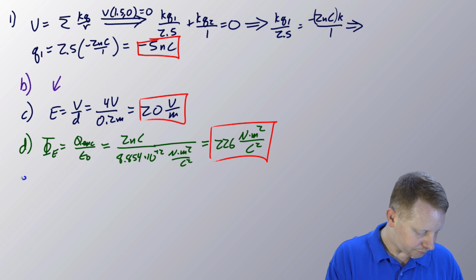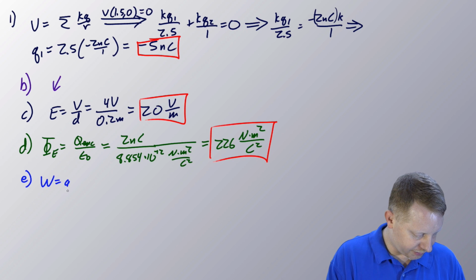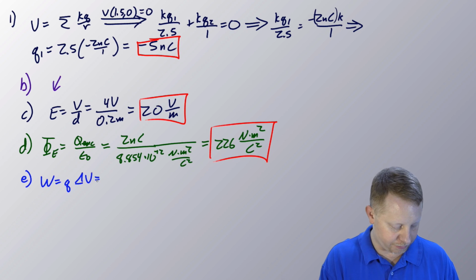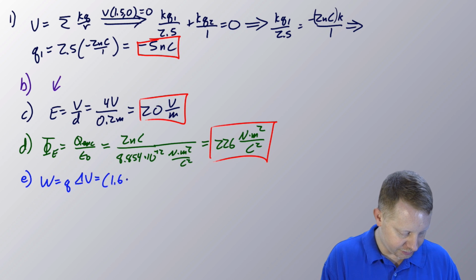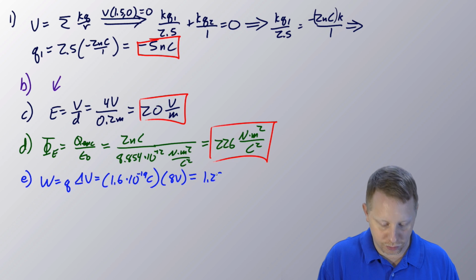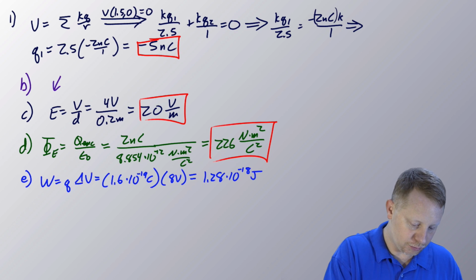So, looking at E part 1, work is charge times our change in potential, or our potential difference, which is 1.6 times 10 to the minus 19 coulombs, the charge on our proton, times our difference in potentials, 8 volts, or 1.28 times 10 to the minus 18 joules.